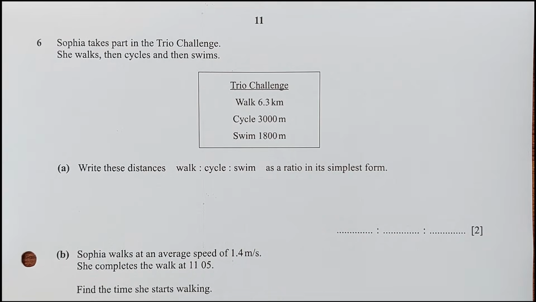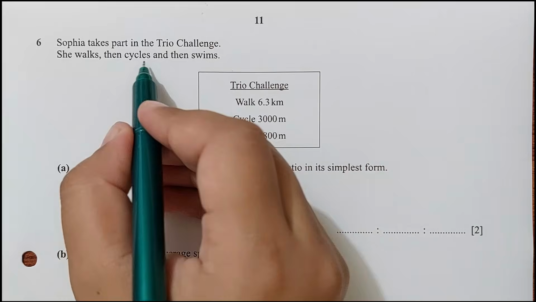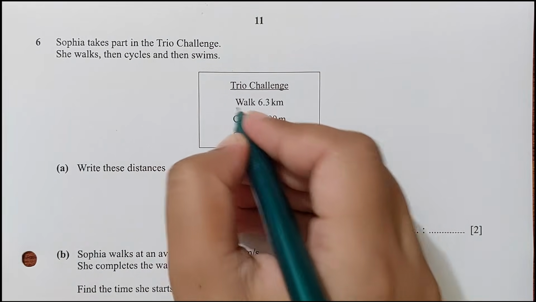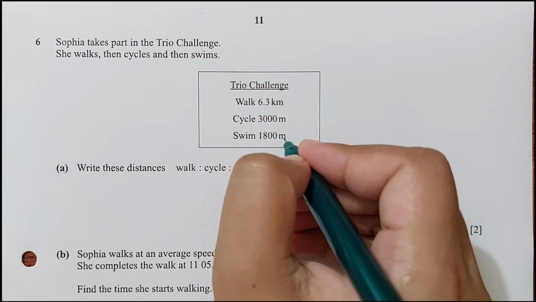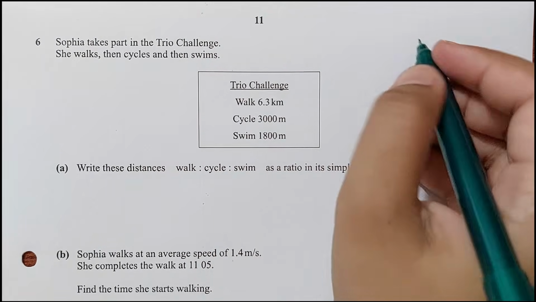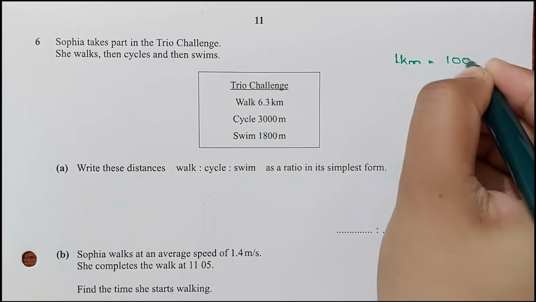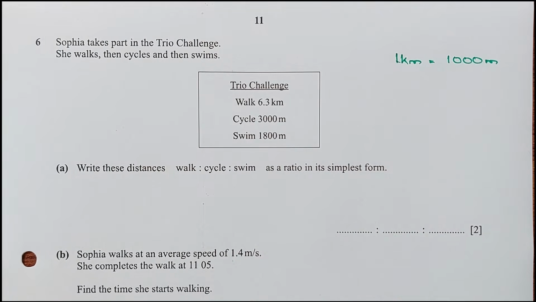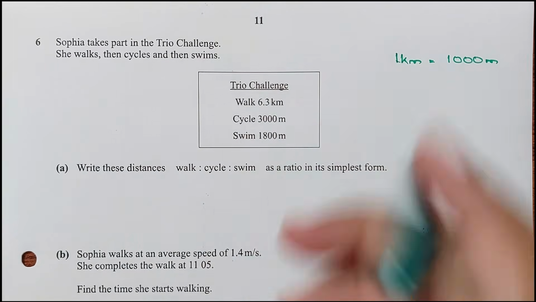Question number 6. Sophia takes part in the trio challenge. She walks, then cycles, and then swims. Trio challenge: the walk is this many kilometers, the cycle is 3000 meters, and the swim is 1800 meters. So we know that 1 kilometer is equal to 1000 meters. What is 6.3 kilometers? 6.3 times 1000. This is 6300 meters.